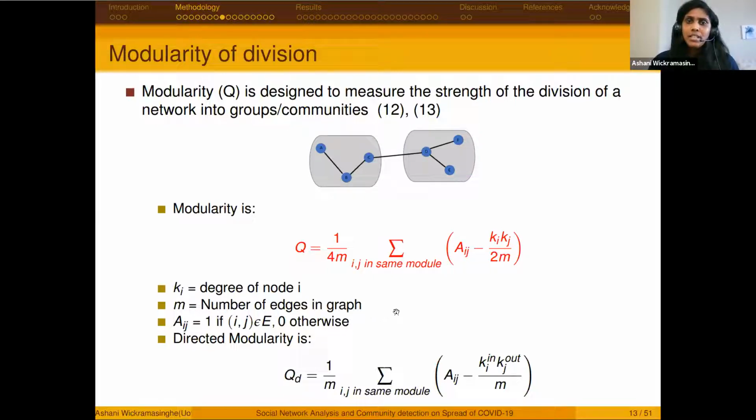So in our study, we considered directed graphs, so we need to use directed modularity. Here you can see the equation for directed modularity. The only difference between these 2 equations is that directed modularity considers in-degree and out-degree instead of the degree.